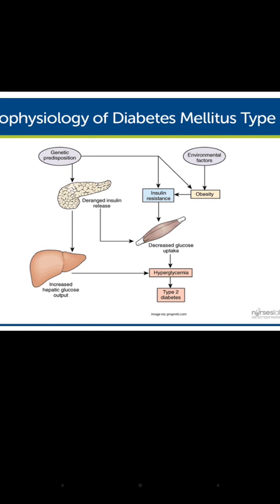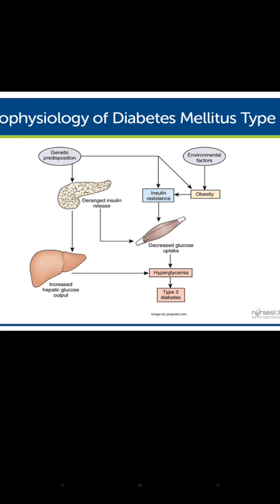Now if insulin is not released in sufficient amount, or there is an insulin resistance because of obesity, this will cause decreased glucose uptake by the muscles, right? And if the glucose is not taken up by the muscles from the blood, hyperglycemia occurs, and this is called type 2 diabetes mellitus.